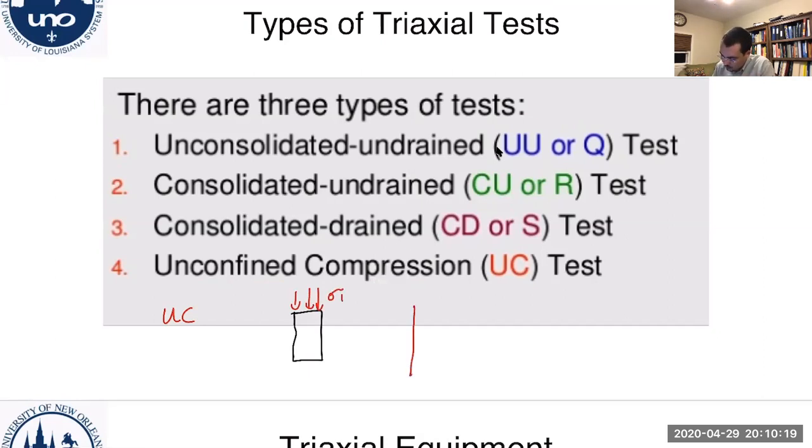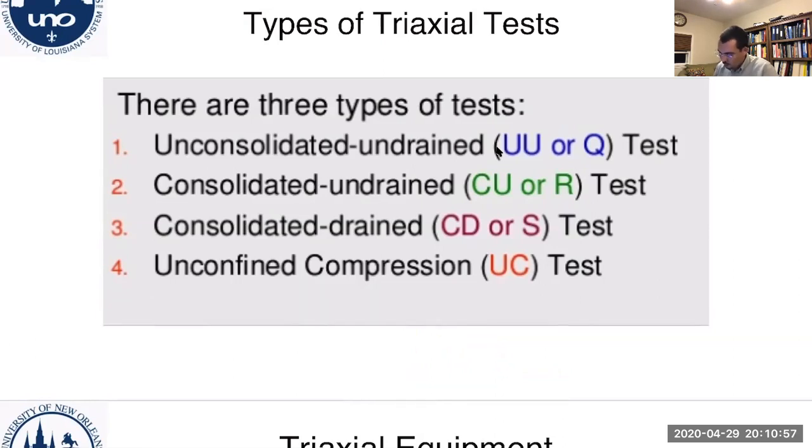Your Mohr circle would look something like this. It would start at 0 because our sigma 3 is 0. We don't have any confining stress. Then this will be the major principal stress, and this will be your failure envelope. Here you would have an unconfined compression strength. It's not really, in a sense, a triaxial test because you don't have a triaxial chamber, but it's one of the tests that you can do. It's an unconfined compression test.